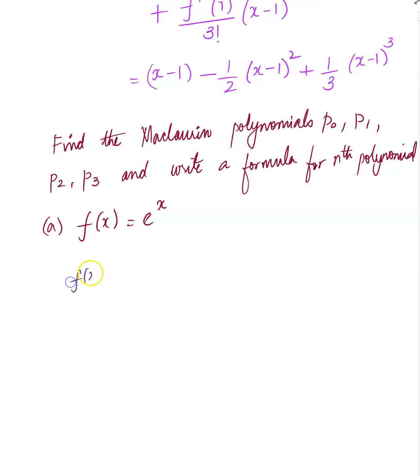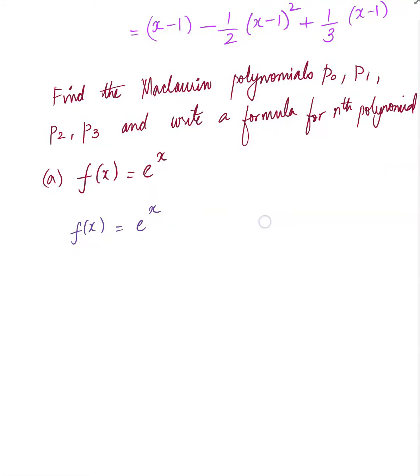First, let's write f of x like we did previously and find the derivatives. Because we're going all the way to p3, we need up to the third derivative. What's really cool about e power x is that the derivative is the same as the function. The derivative of e power x is e power x. And thankfully it was in the simple form. If we had e power x squared, then things would change.